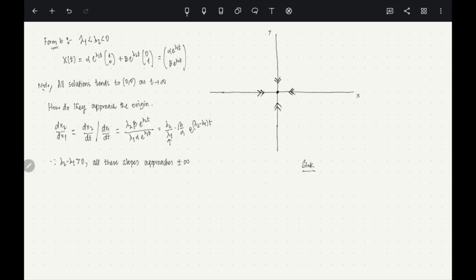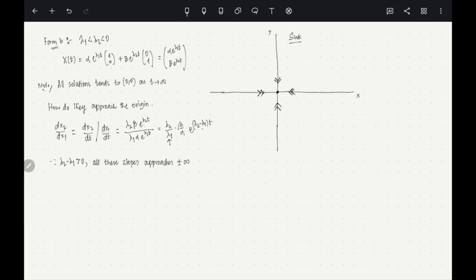So the thing is, as t tends to minus infinity, this is positive, lambda 2 minus lambda 1. As t tends to infinity, e to the power lambda t goes to infinity, and depending on the sign of beta and alpha, the slopes will approach plus minus infinity. Is that understood? Okay, so that's what I wrote. I hope this is clear. So this is a sink. Let me write it this way. Approaches plus minus infinity.